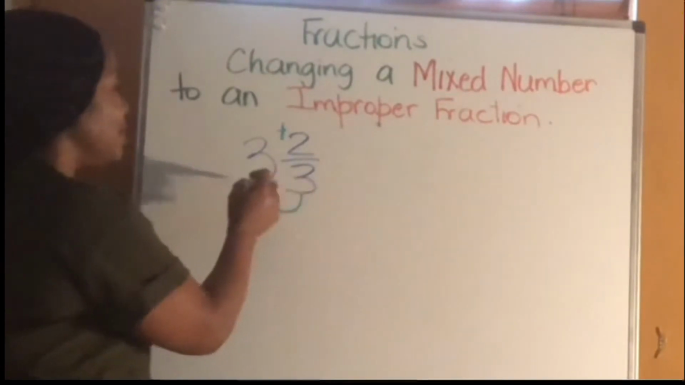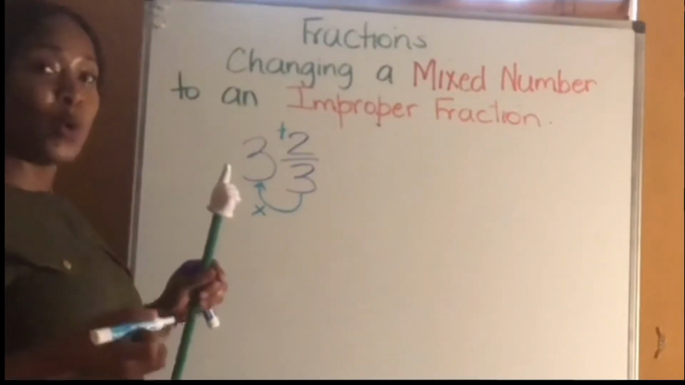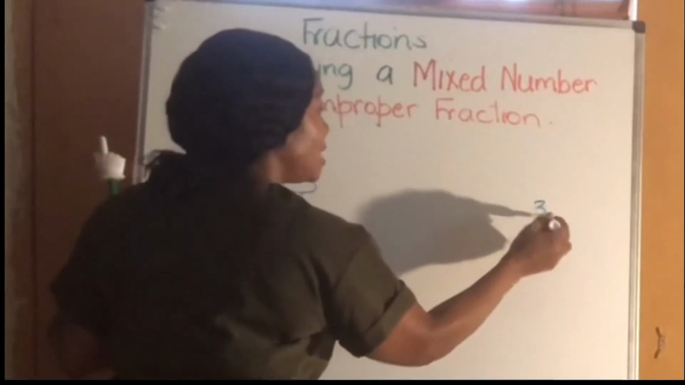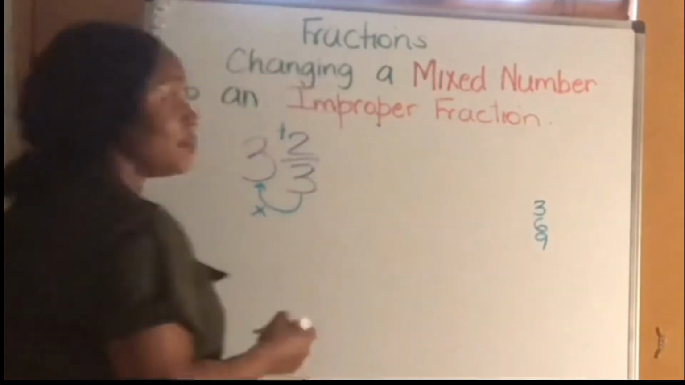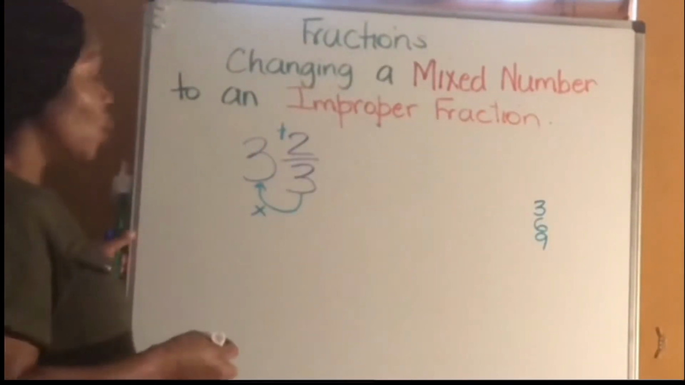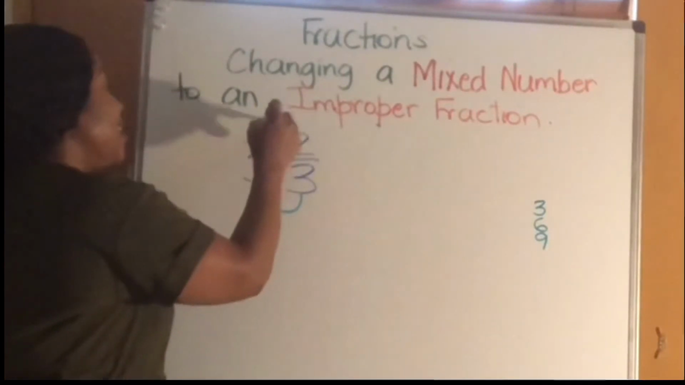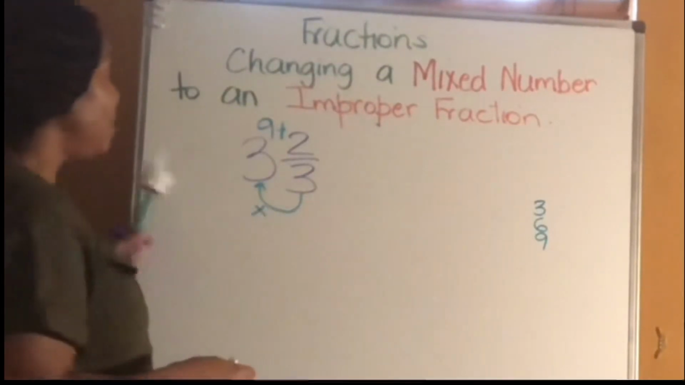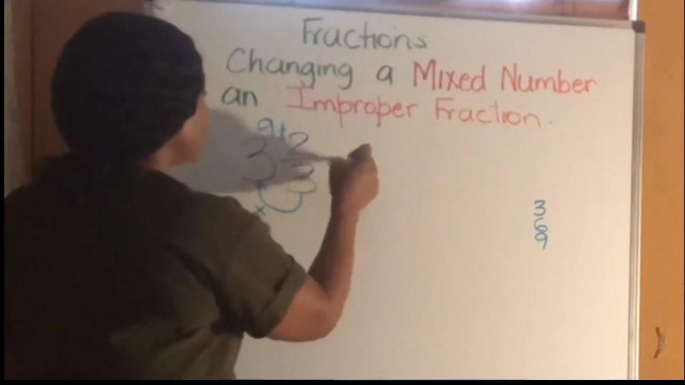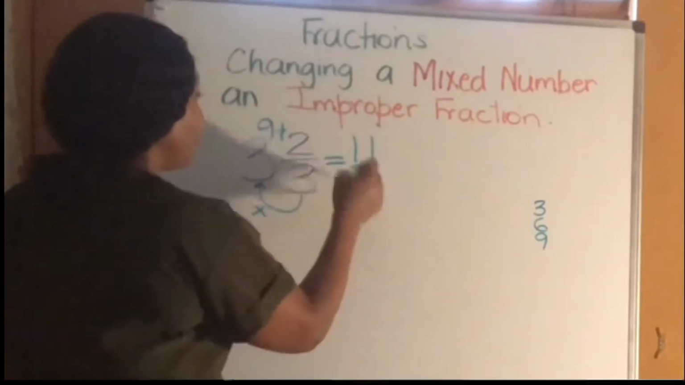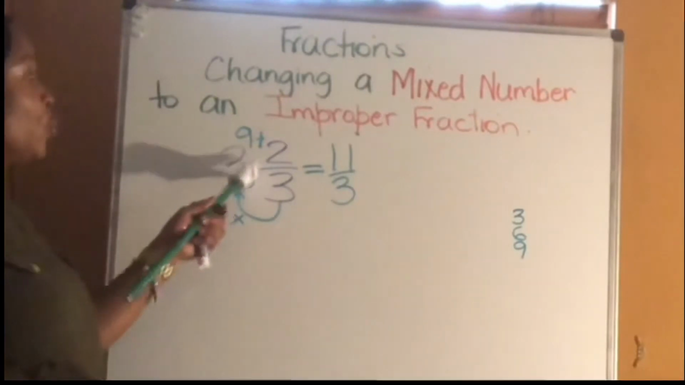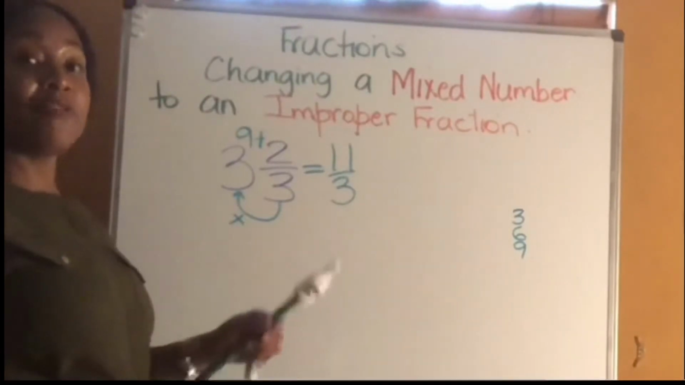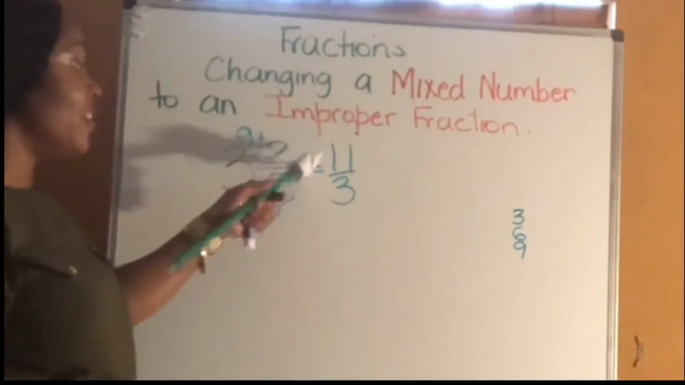So 3 times 3. Remember, if you don't know what 3 times 3 is, it's okay. Skip count by 3. So 3, 6, 9. It means that 3 times 3 equals 9. So I'm putting my 9 up here, and then I'm going to add that 9 to the 2. 9 plus 2, that makes 11. So it is 11 thirds. So 3 and 2/3 changed to an improper fraction, or a fraction greater than 1, is 11 thirds.